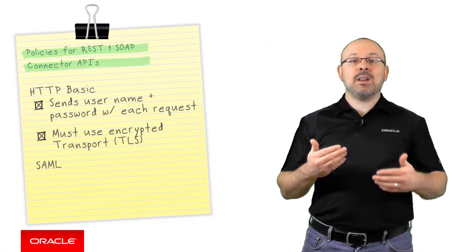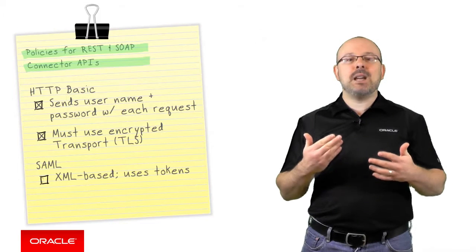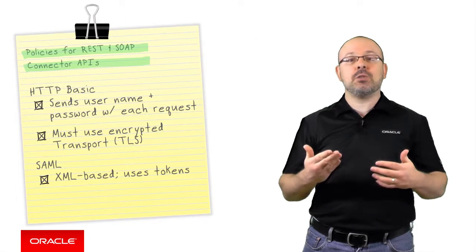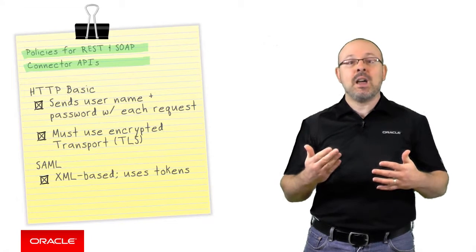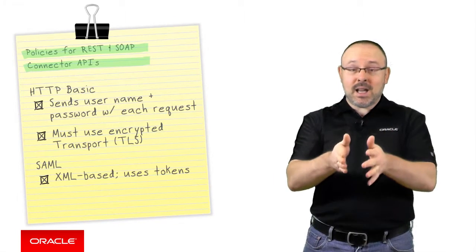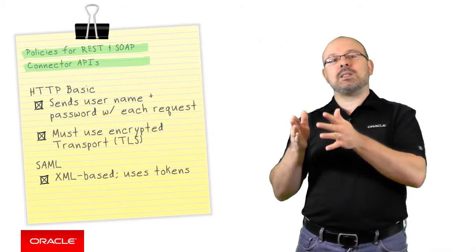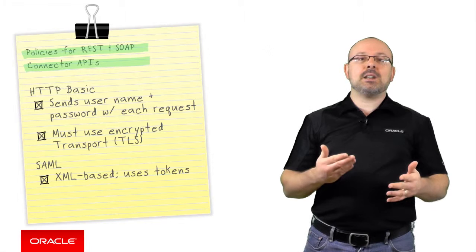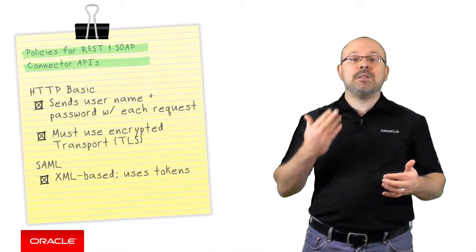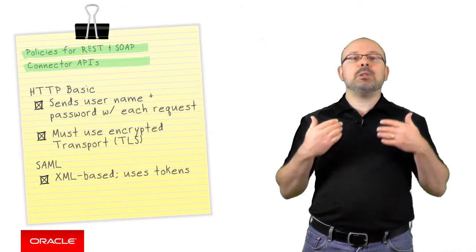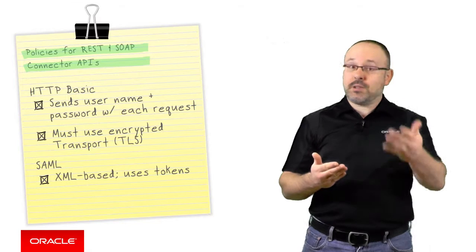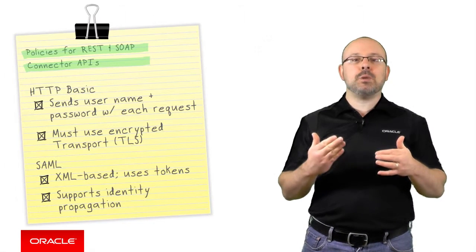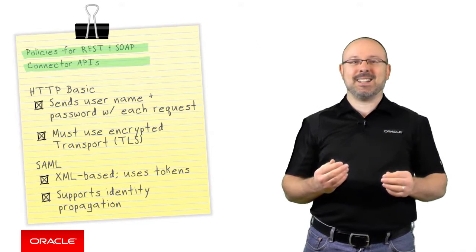On the other hand, SAML is an XML-based open standard data format that allows the exchange of authentication and authorization credentials among a client, an identity provider, and a service provider. It is based on tokens. Basic authentication is less technically advanced than SAML, but simpler to implement and manage. On the other hand, actual identity propagation is only possible with SAML for the time being.